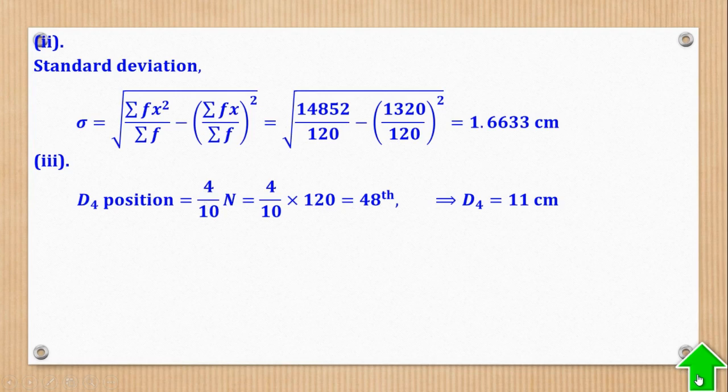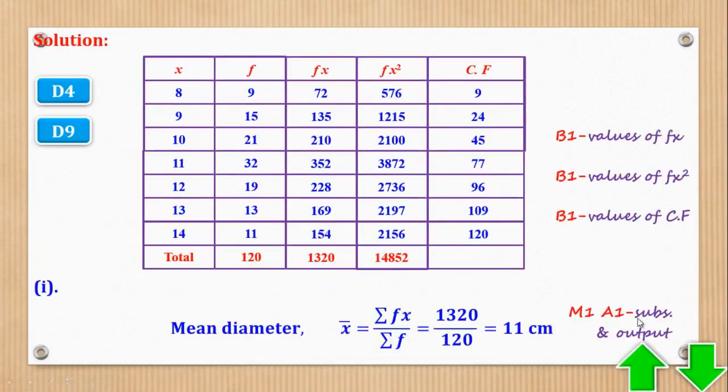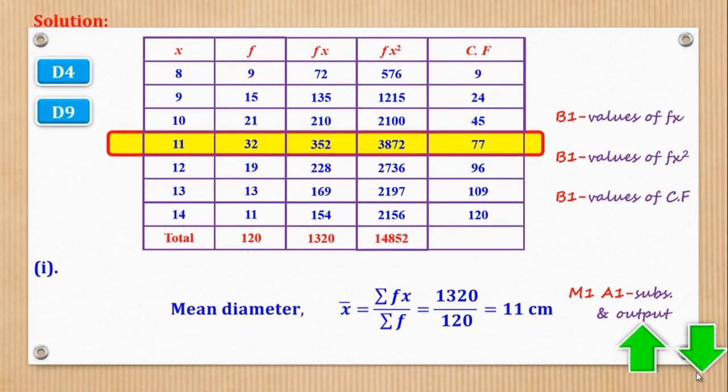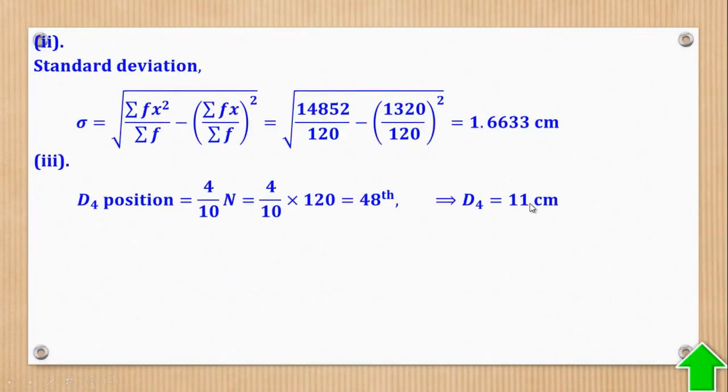After getting 48, come and locate where 48 is. This is 45, and this is 77, meaning 48 is within this. So that means that you draw a line and get the corresponding value of x. So the 4th decile is the value of x corresponding to the 4th decile position, which is 11. That's why you saw us say that the 4th decile is 11.